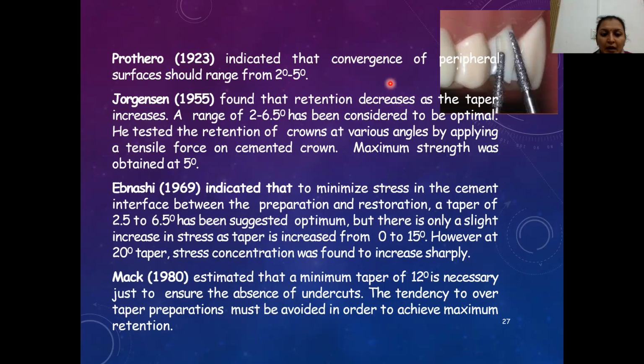Ebnashi in 1969 indicated that to minimize stress in the cement interface between the preparation and the restoration, a taper of 2.5 to 6.5 degrees has been suggested as optimum, but there is only a slight increase in stress as taper is increased from 0 to 15 degrees. However, at 20-degree taper, stress concentration was found to increase sharply. Mack in 1980 estimated that a minimum taper of 12 degrees is necessary just to ensure the absence of undercuts. The tendency to over-taper preparations must be avoided in order to achieve maximum retention.